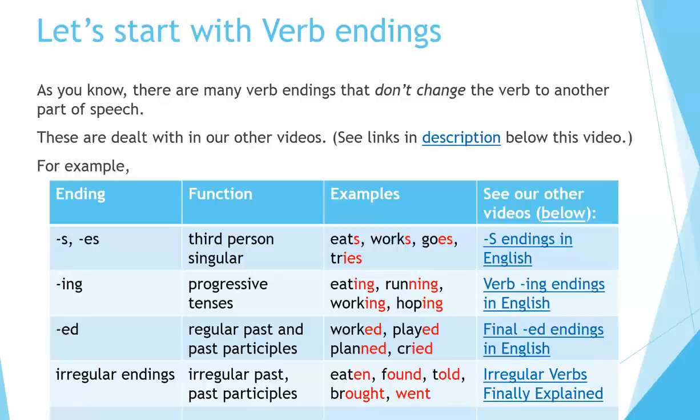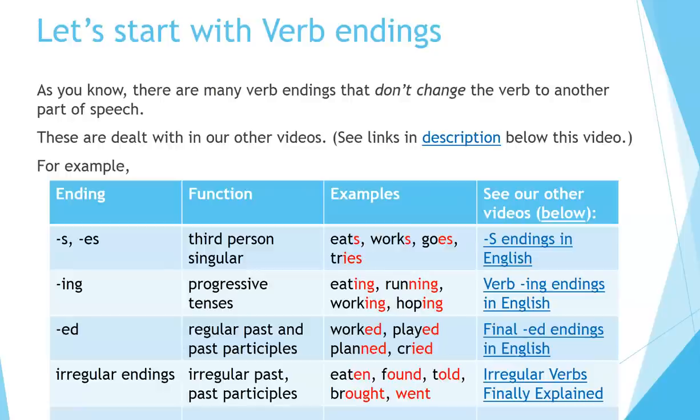Ending s or es. The function is third person singular. Examples: eats, works, goes, tries. We have a video which deals with that: S endings in English. ing indicates progressive tenses. Eating, running, working, hoping. We have another video which deals with that: Verb endings in English.